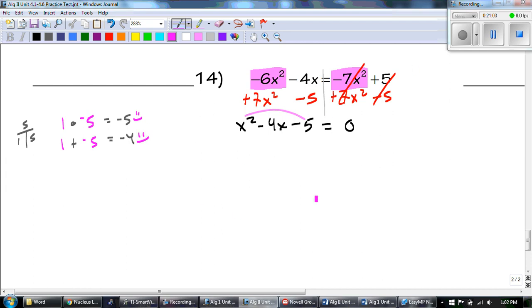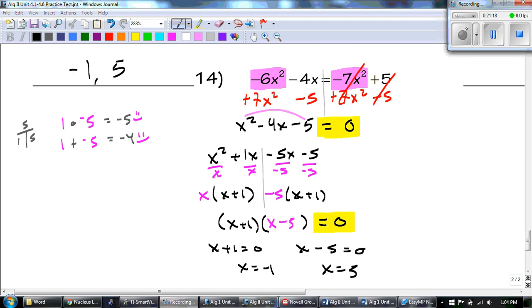Okay, so you guys are all on your own. See if you can solve it and tell me what the answers are. Factor and solve. Good luck. Okay, so you should have gotten 1 and -5, or -1 and +5 as your final answers. Pause the video if you need to copy that work down.